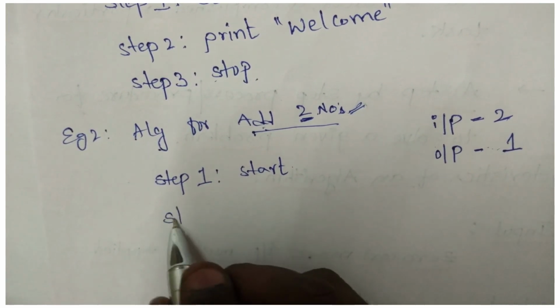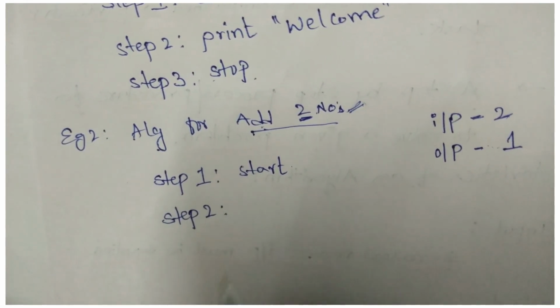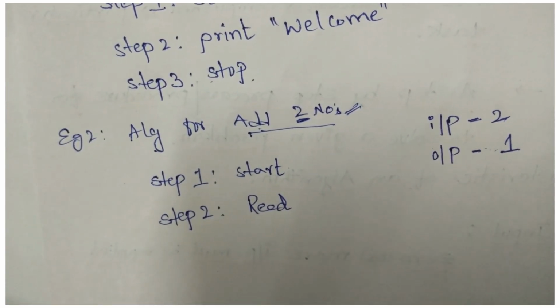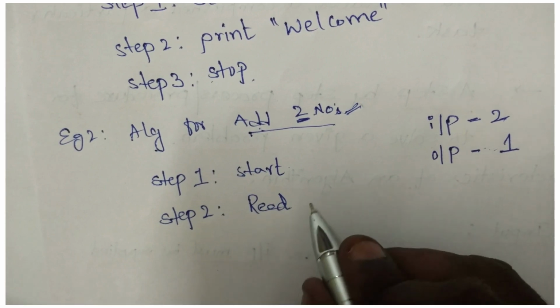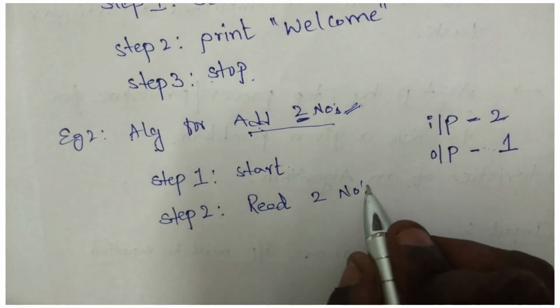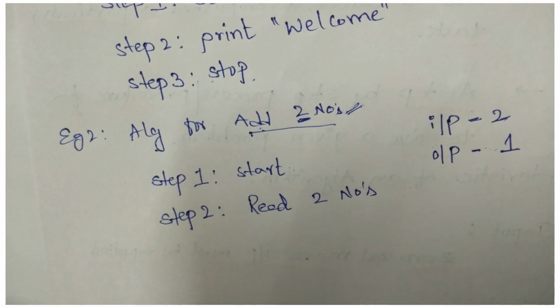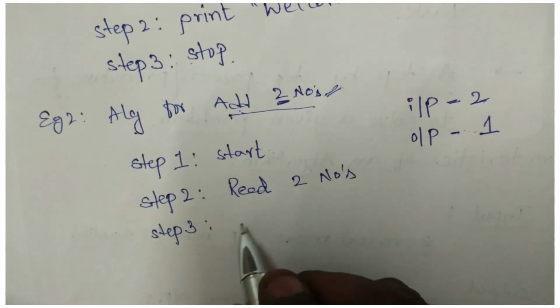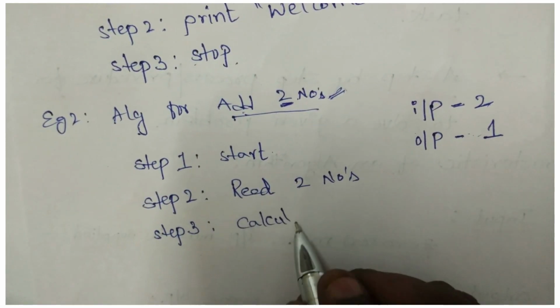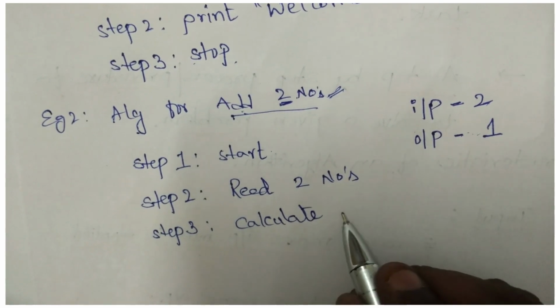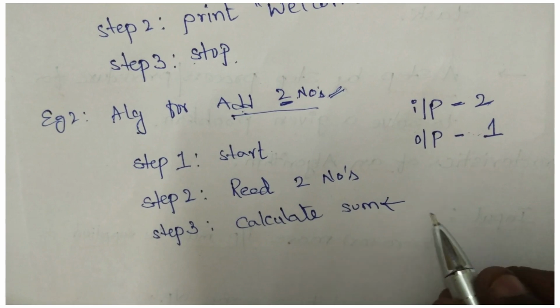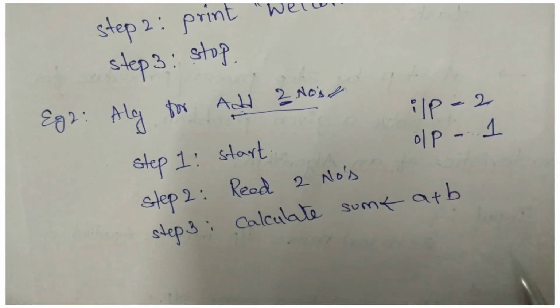Now start. Then step 2, read, which means we read the values from the keyboard. We read two numbers. Otherwise, read A and B values, to store the value of A and the value of B. Now if I know the value of A and B, then I have to calculate, right? What do I want to calculate? Sum. The summation of the values of A and B.